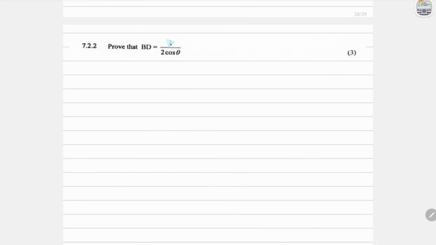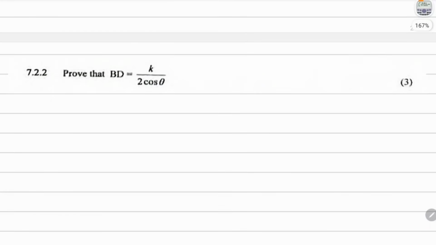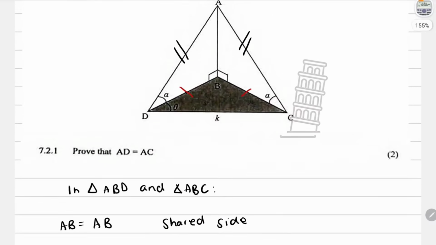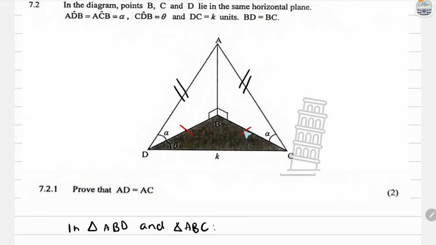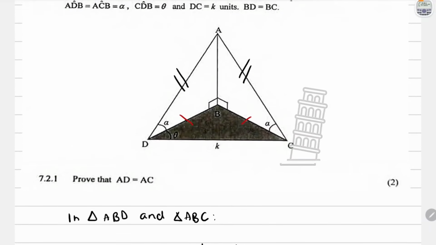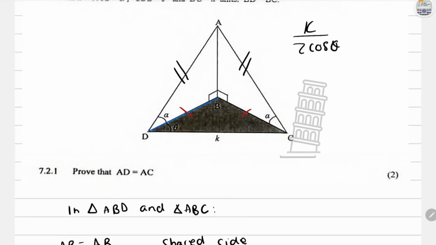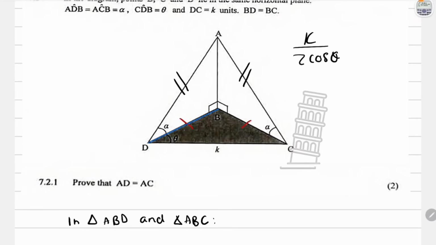The next question is prove that BD is equal to K over 2 cos theta. So theta is included in this story now. So these two are equal already. They want us to find BD. BD is this line here. So find that line. I have to really just find that it's equal to K over 2 cos theta. Okay, let's look at that. How can we find that?